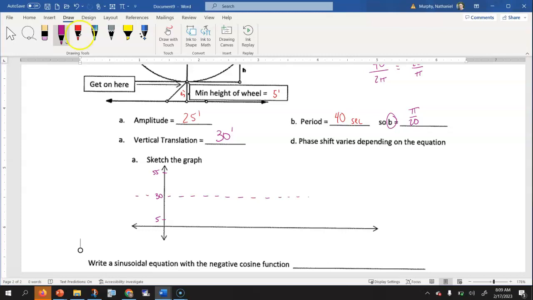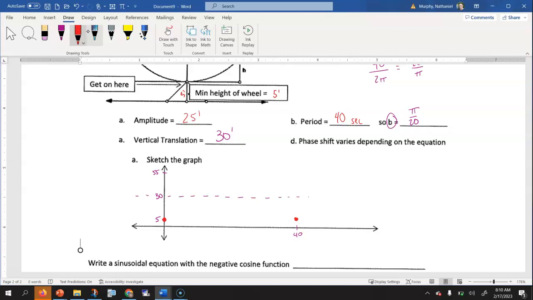So we know that a person would get on 5 feet above the ground, so that's where they get on. And we know that the period is 40 seconds, so I'm just going to put a point down here that will represent 40 seconds. That's how long it's going to take for that rider to be back at the starting point, because that's the length of the period, 40 seconds. One time around the circle will be 40 seconds.